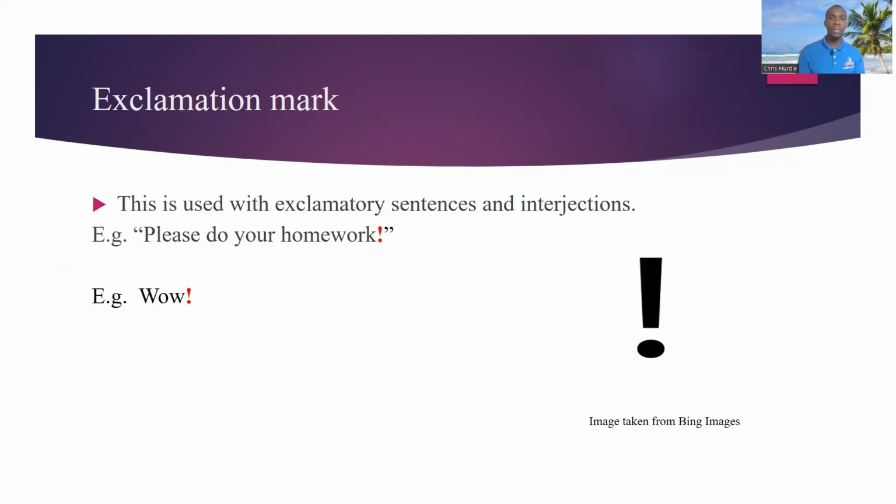The exclamation mark. The exclamation mark is simply used for exclamatory sentences and interjections. An interjection would be a statement that is used to convey some form of emotion, right? So, example, please do your homework. I should say that more emphatically. Please do your homework! Right. The exclamation mark means that it has to be said with some emotion, some emphasis, right?